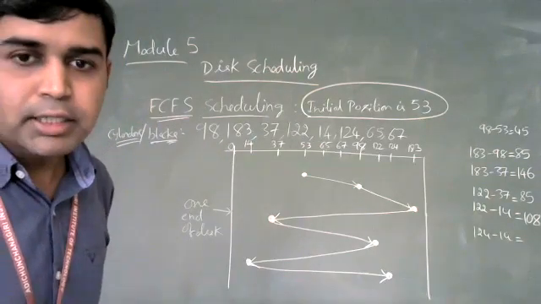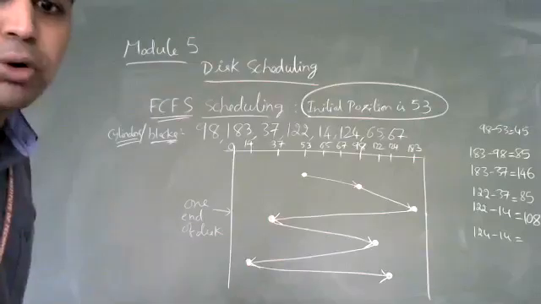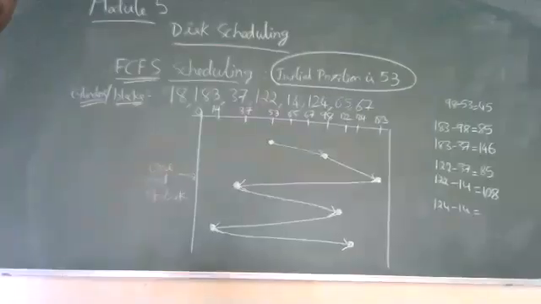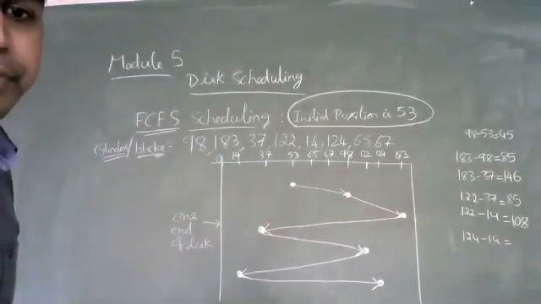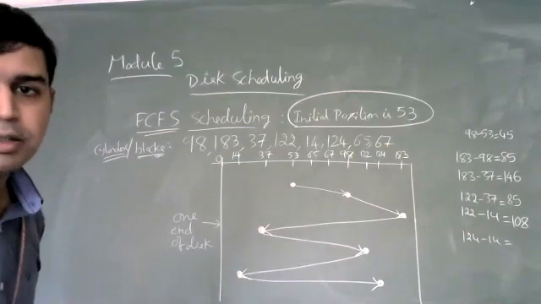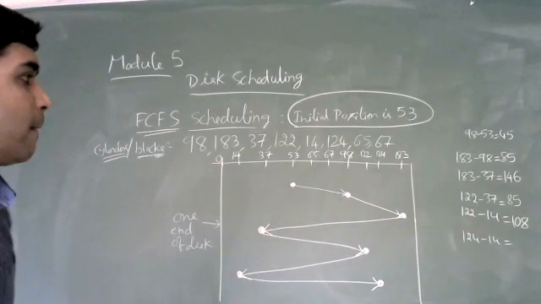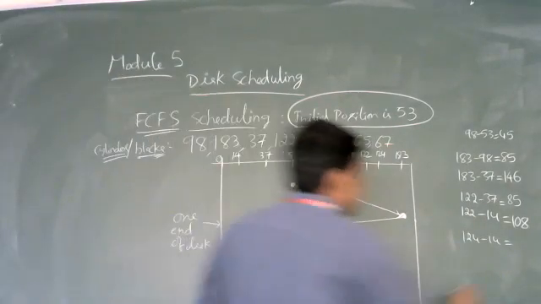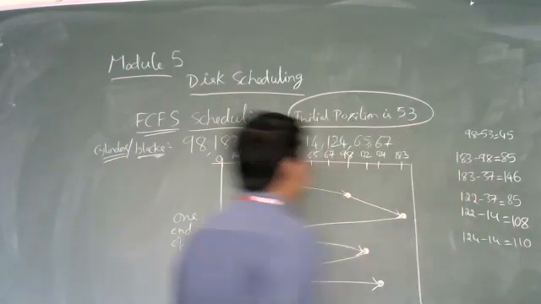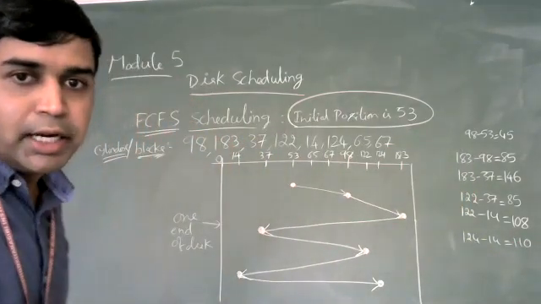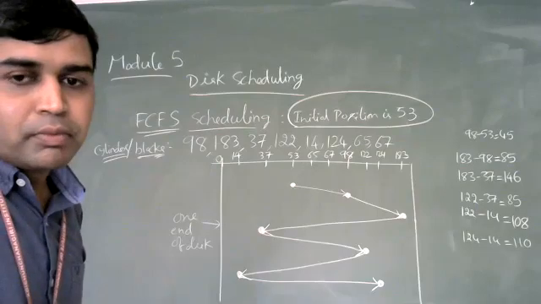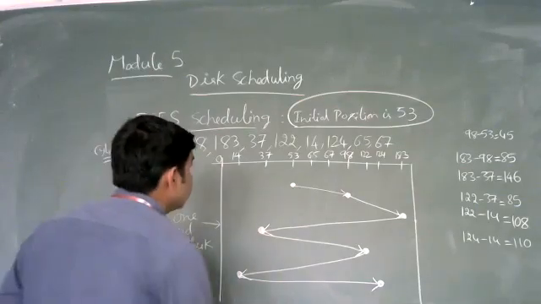What is its distance? 124 minus 14. How much does it come to? 110. Next, which is the next cylinder? 65. 65.